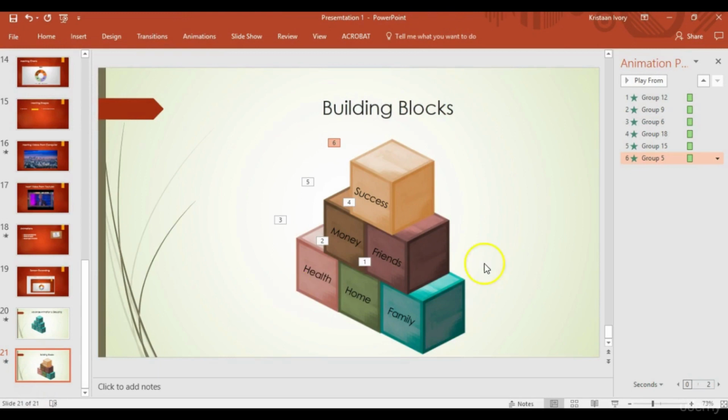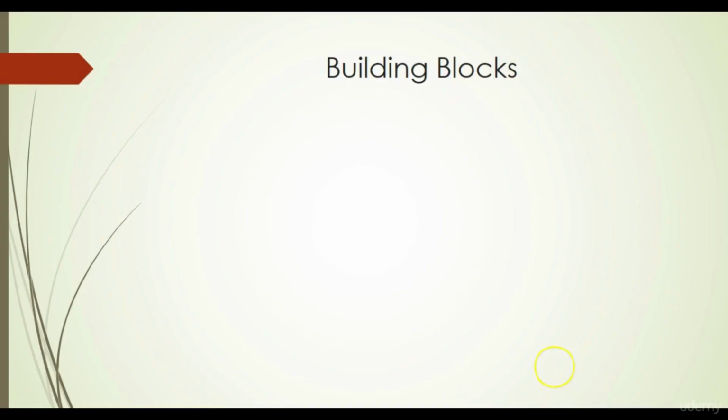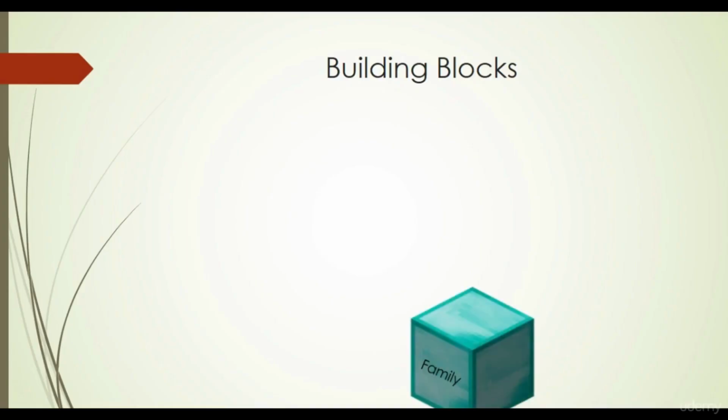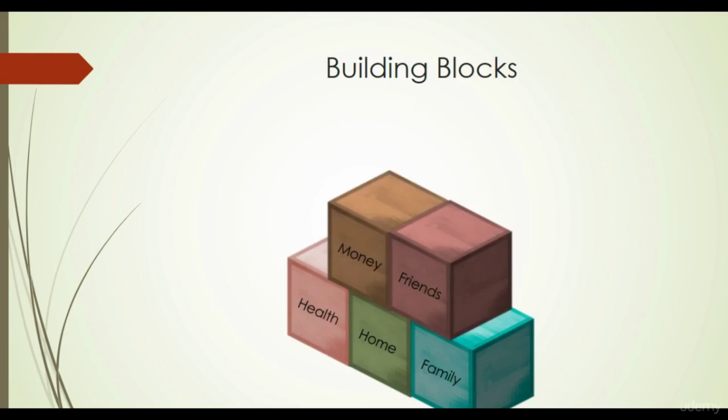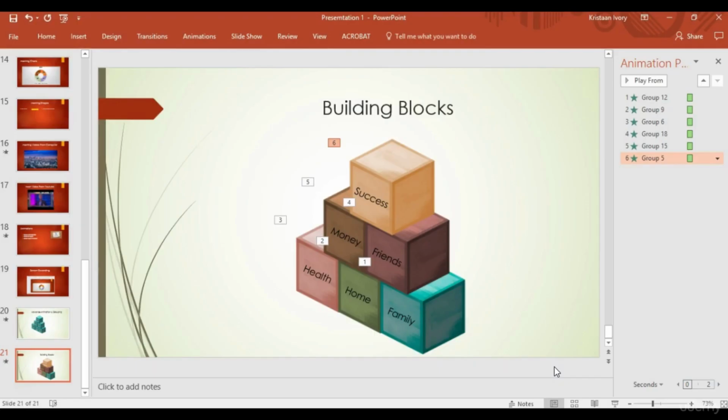So let's go ahead and just do a quick preview and see what it looks like. So click the right arrow, you can see the family pops up, fades in, then home, then health, friends, money, and success. So that was a quick way to use grouping and advanced animations, and it allowed us to build these building blocks, a kind of a pyramid. And as you can see, this is a cool, interesting way to bring some life into your PowerPoint presentation instead of just being flat text and flat pictures and nothing really moving, happening. You just talking. It brings some interesting elements in life to it.